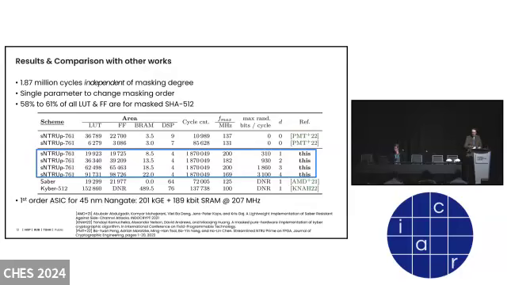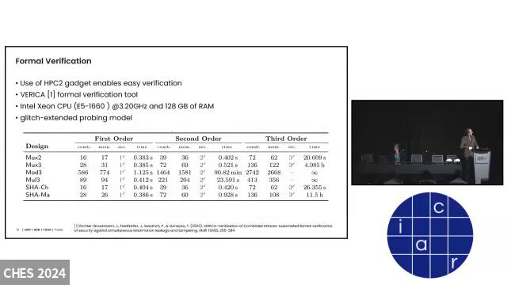For the side channel evaluation, one additional benefit of the HPC gadget is that we can do formal verification on it. Specifically, we're using the VERICA formal verification tool, in the glitch-extended probing model. That can formally verify that our individual components are actually secure and that they don't leak. All of our components pass first and second order verification.